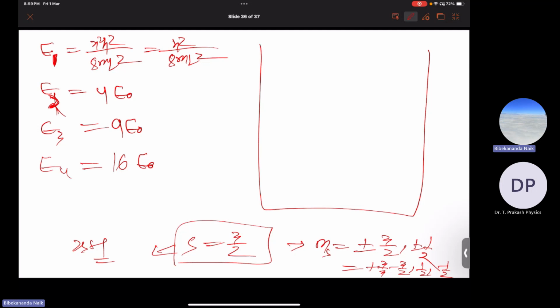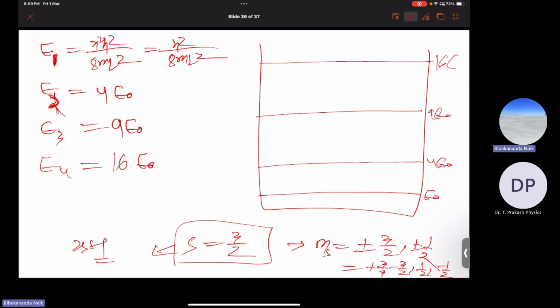So suppose there are different levels. This is E0, this is 4E0, this is 9E0, this is 16E0. Now I will say there are 10 particles with spin 3 by 2. What will be the minimum energy of the system? This type of question we want to discuss now. Am I clear? Yes, sir.